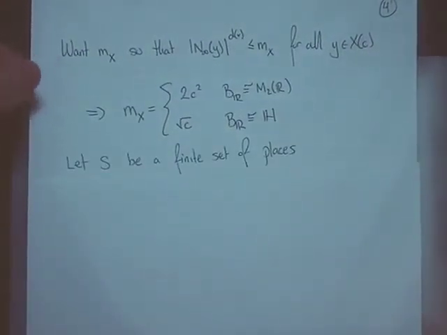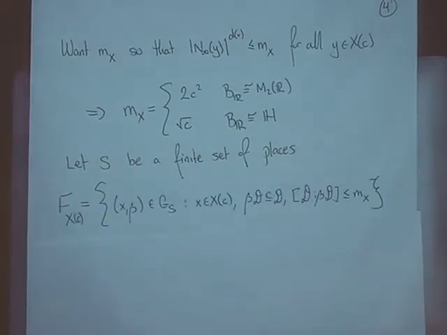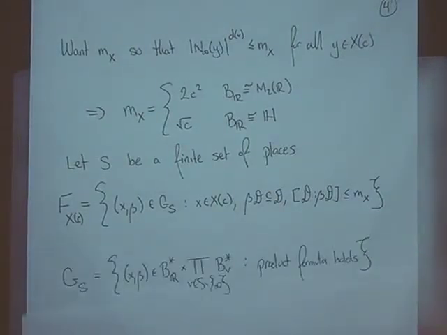And remember, we had this finite set of places. And then we defined this set F_{X_C}, and I should put the definition of G_S as well. So G_S was, right, we took the product of the R. So remember, S was supposed to contain all the Archimedean places. So that's good. And then we had the product of the completions over the finite places.